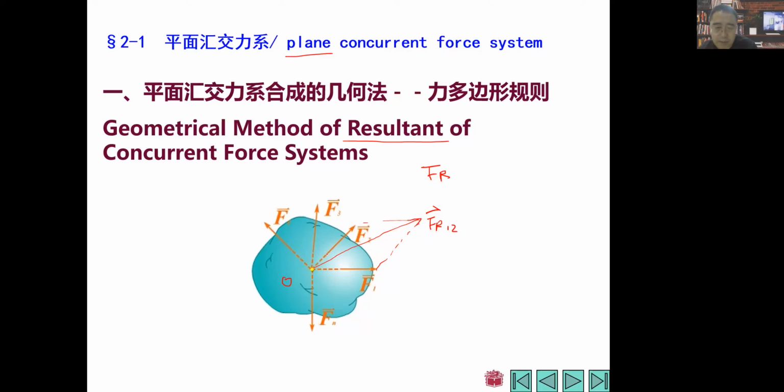So you guys, we can eliminate F2 and eliminate F1, and just use FR12 to replace the whole effect of the total F1, F2. What happened? You guys will find the number of forces of this system is reduced from n to n minus 1. Is that true?